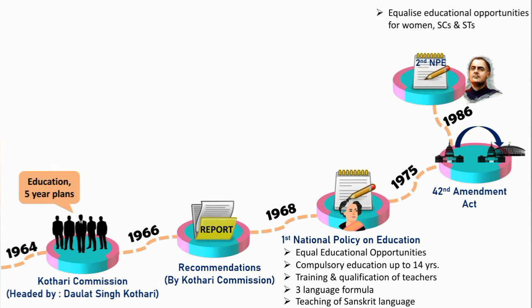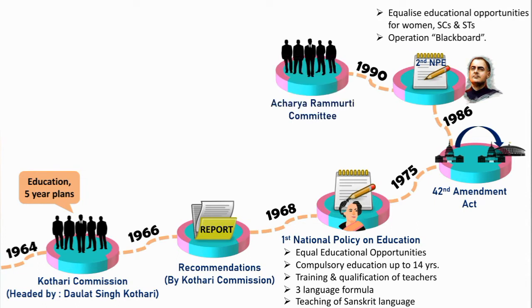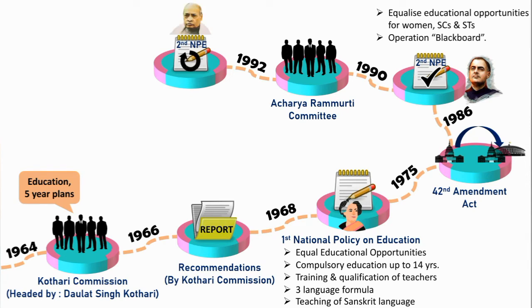The government also launched Operation Blackboard to improve primary schools. Again in the year 1990, a committee called Acharya Rammurti Committee was constituted to review the second national policy on education of 1986. Based on the recommendations given by this committee, in the year 1992, the second national policy on education was modified by then Prime Minister P.V. Narasimha Rao. The Acharya Rammurti Committee gave a very important recommendation that the right to education should be included as a fundamental right in Part 3 of the Indian Constitution.